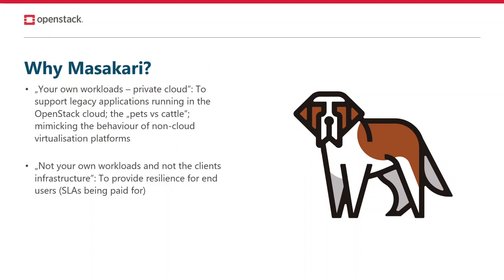So why Masakari in the first place? Cloud workloads are not always cloud native, and resilience for legacy applications may need high availability solutions such as Masakari. This brings the OpenStack platform closer to solutions like oVirt or Proxmox, where you get the HA functionality almost out of the box. Similarly, if you don't control what is running in your cloud and want to meet your SLAs, you might want to use Masakari to deliver high availability for your customers.